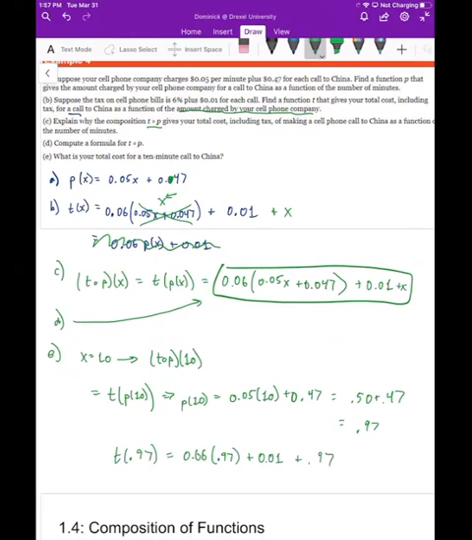All right, so if we pull this up on a calculator, we get 0.06 times 0.97 plus 1 cent plus 97 cents. It looks like the total cost for this call would be... did I mess something up here? Oh no, so we get 1.04 if we round. So this 10-minute call to China would be $1.04. All right, so that's the idea there.